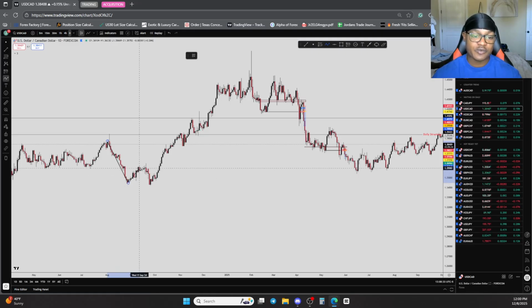Price is still moving, moving, moving. We have a sharp turn in the market. Sharp turn in the market. We're following the snake. Is this a sharp turn?